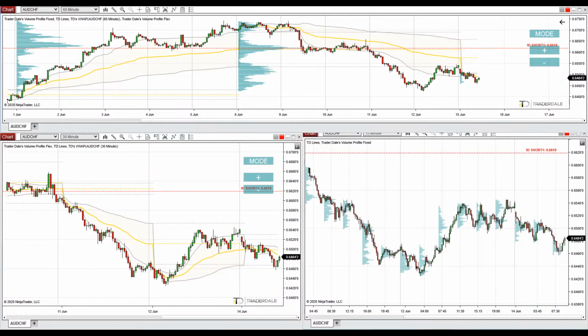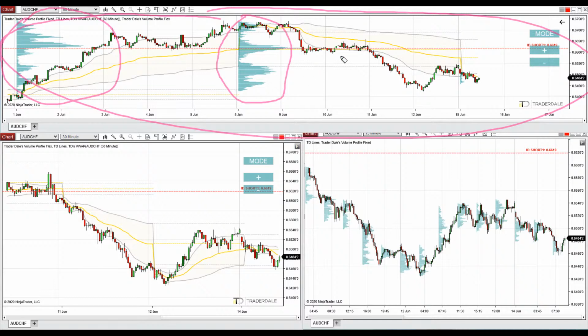Let's now go into the trading ideas. What you see before you, those three charts, those are linked charts. They always show the same trading instrument. This chart at the top shows fixed volume profiles. Those are weekly volume profiles and also weekly VWAP indicator. Those lines. It is a 60-minute chart.